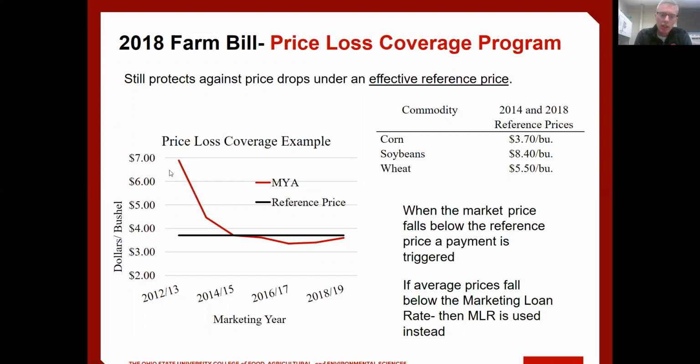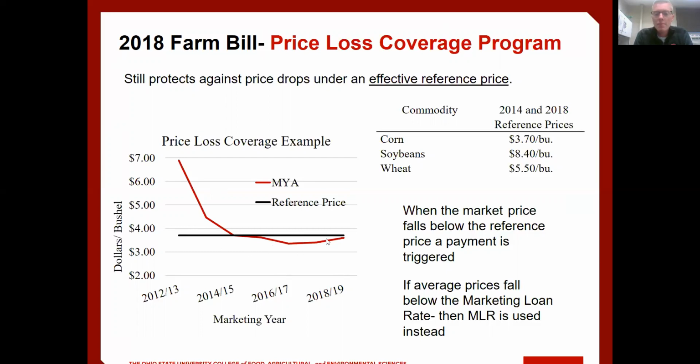What I've got illustrated over here on the left in this graph is the marketing year average prices for corn in relation to their reference price. The reference price is illustrated by this black line right here at $3.70, and the red line represents our annual marketing year average prices. As you can see back here in the back years, 2016, 2017, and 2018, the marketing year price fell below that black line and triggered a Price Loss Coverage payment.